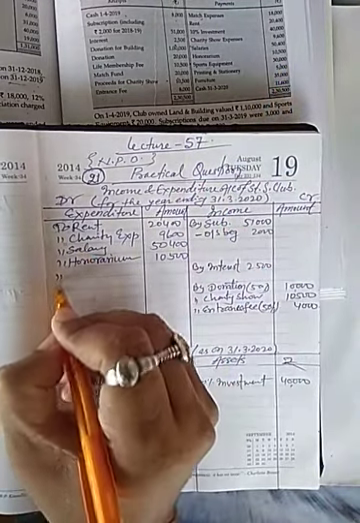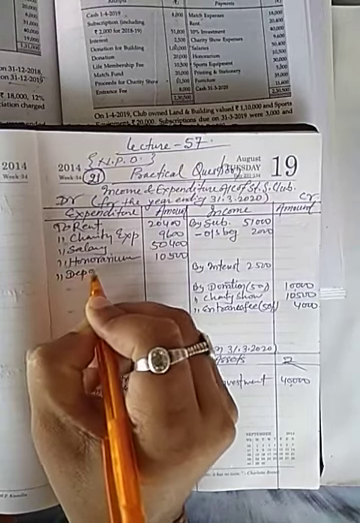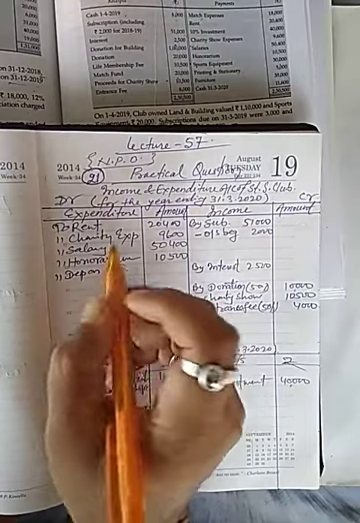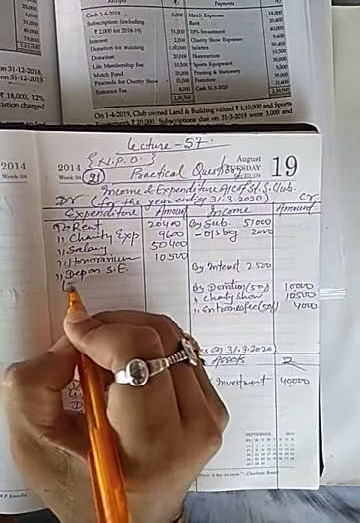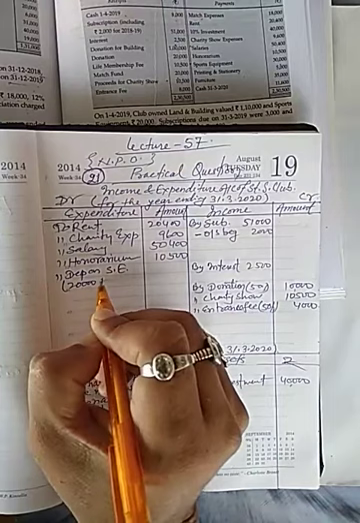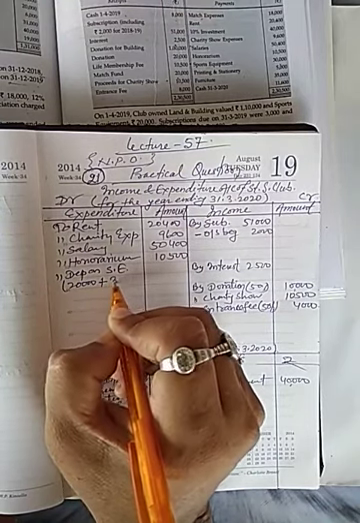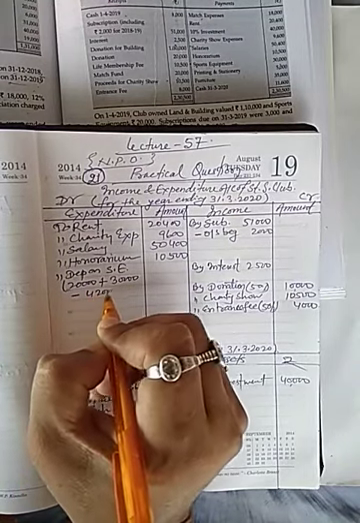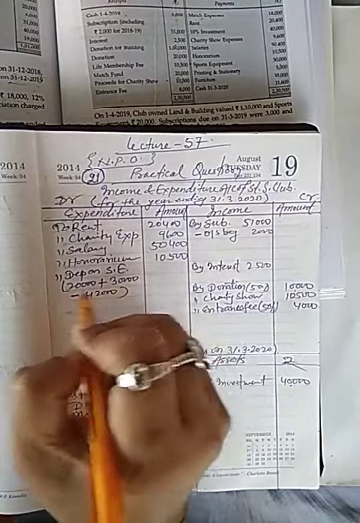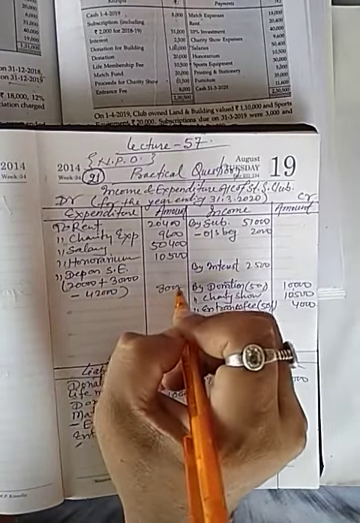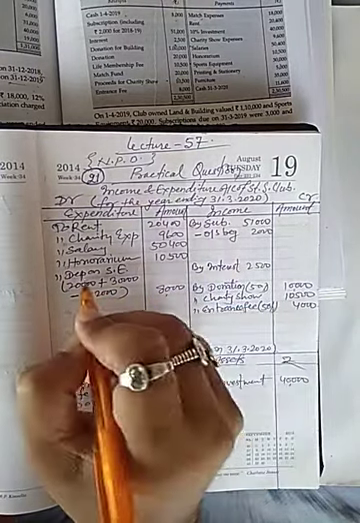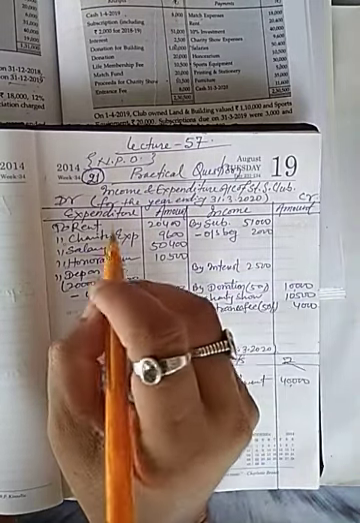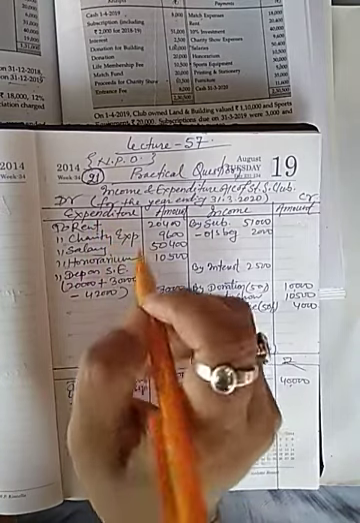So depreciation on sport equipment will be: opening balance is given in the question, 20,000, plus purchase 30,000, and minus closing balance is given, 42,000. So it will be 8,000. It means 8,000 will be depreciation on sport equipment. So I will write it on the expenditure side.